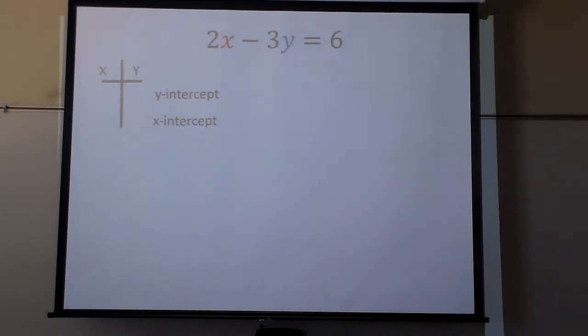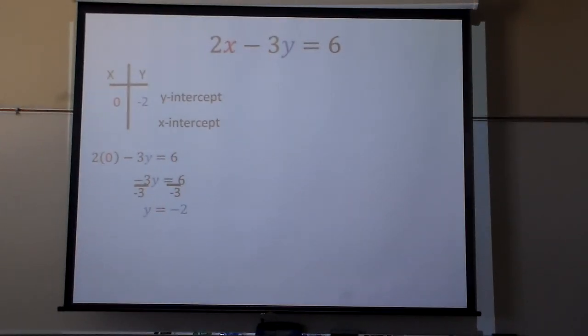Let's try this one. Whoa, Nelly, we got 2 numbers. Yes, we do, but let's still think about what we do. Let's replace the x with 0. That's still going to make that 2 times 0 go away, which makes it negative 3y equals 6. So I'm just going to divide each side by negative 3, which will give me y equals negative 2.